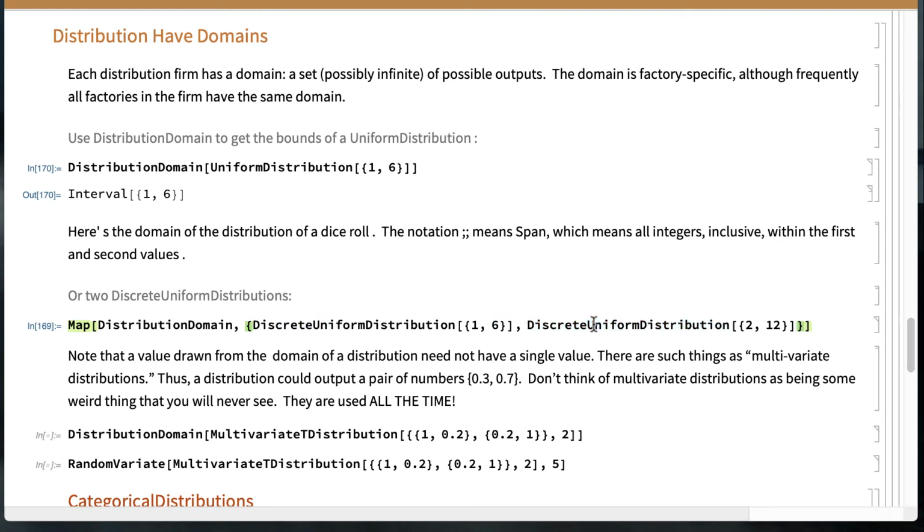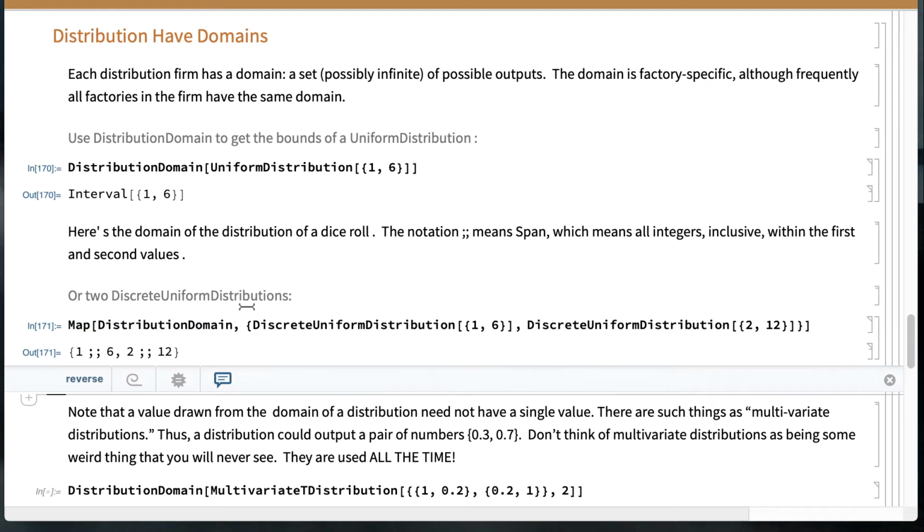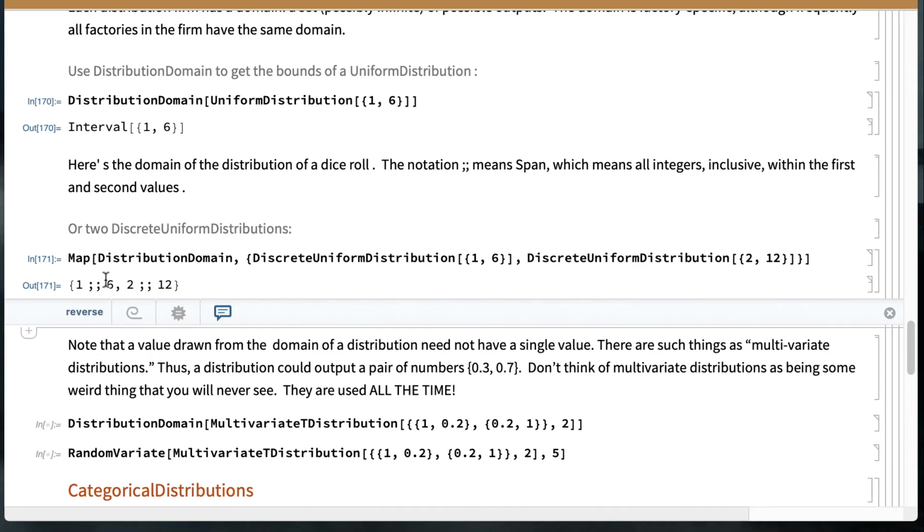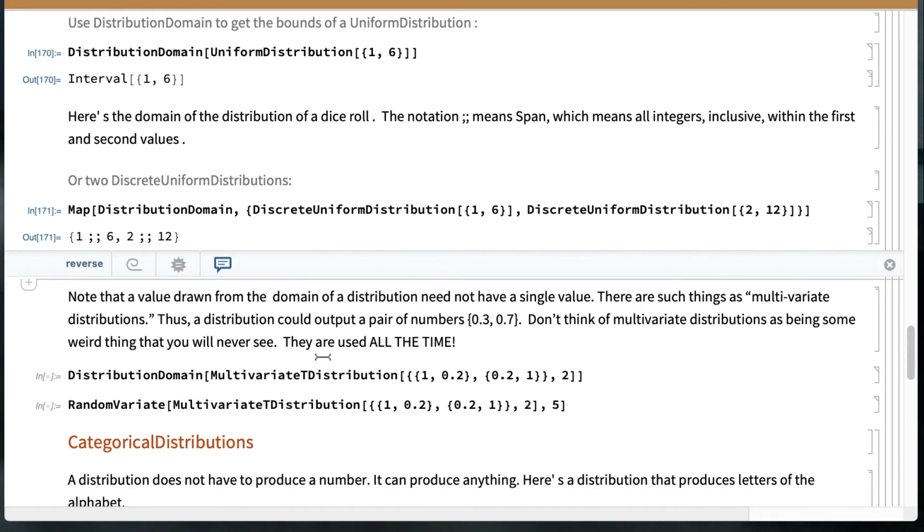Here's a little different die. This would be a funky, what is this, an 11-sided die that can produce numbers from 2 to 12. I've never seen one of those. Maybe it exists. And you can see that it's producing the domain. Those little semicolons there mean span, and that basically means all the integers from the first number 1 to the second number 6, or the first number 2 to the second number 12.